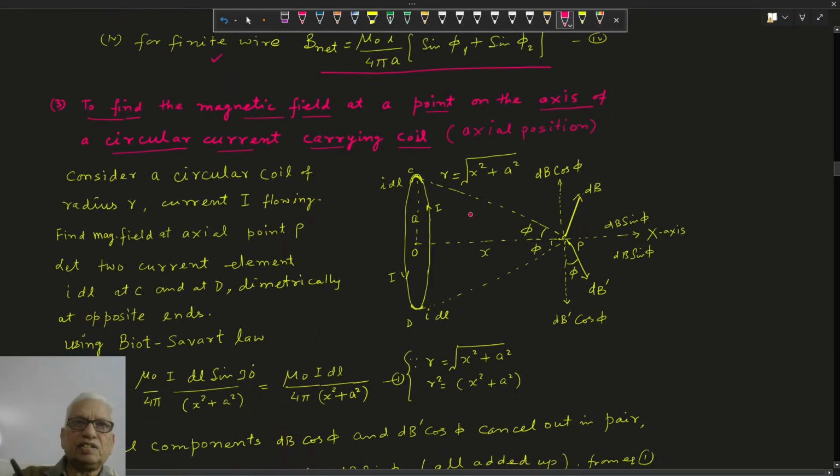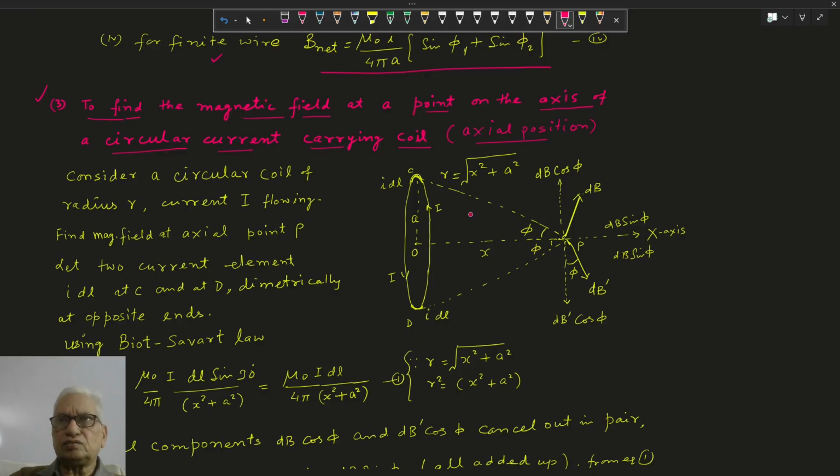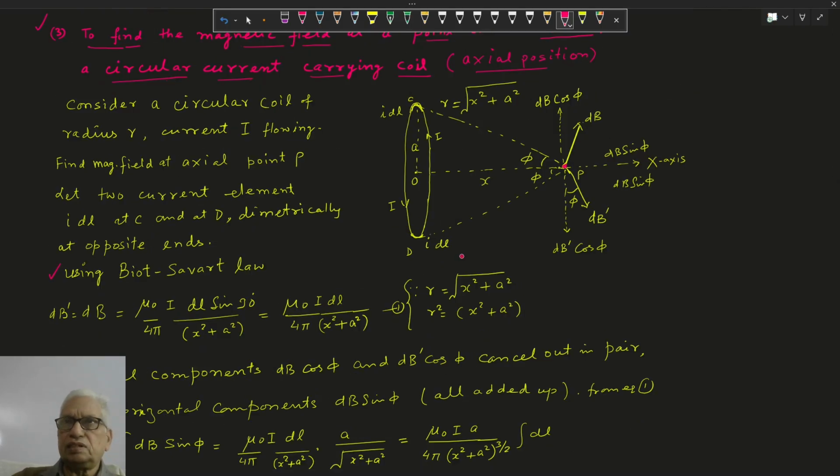Now, a very important case: to find the magnetic field at a point on the axial position of a circular current carrying wire or coil. This is the circular current carrying coil, and point P is on the axis of this coil. So at this axial position point P, we have to find the magnetic field due to this current carrying coil. Using the Biot-Savart law, here dB is due to the element at point C, and here dB dash is due to the element at D. Because of the upper element, this is the magnetic field dB. Because of this lower element, this is the magnetic field dB dash.